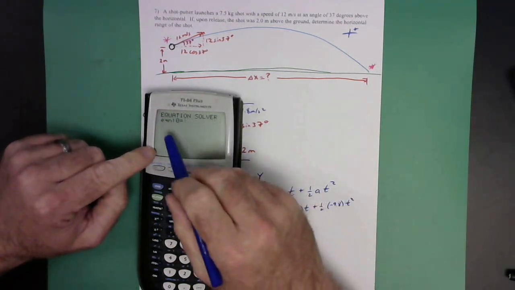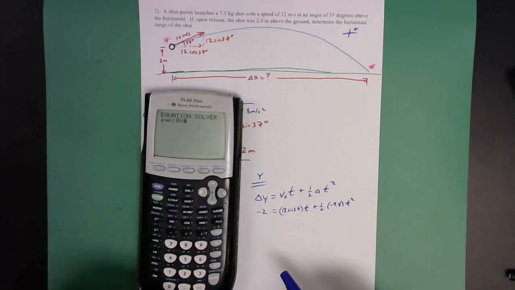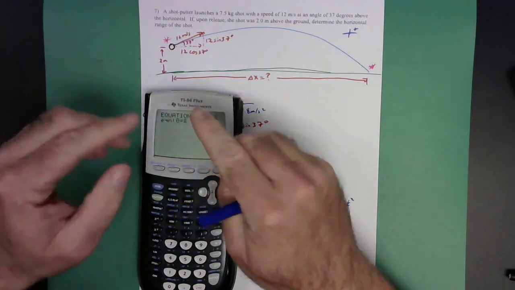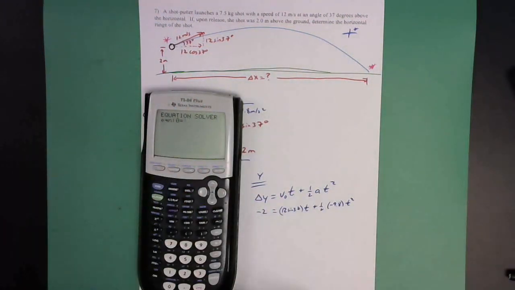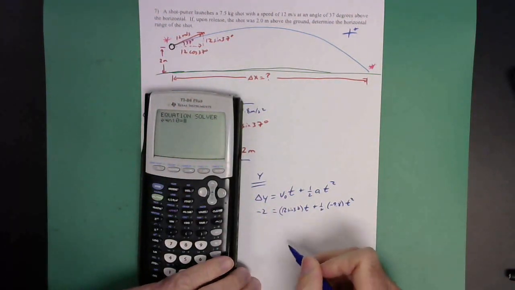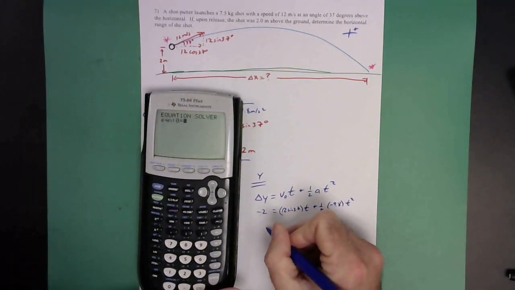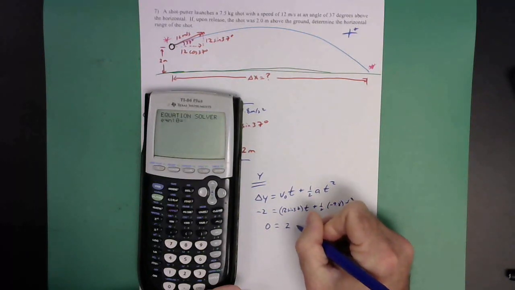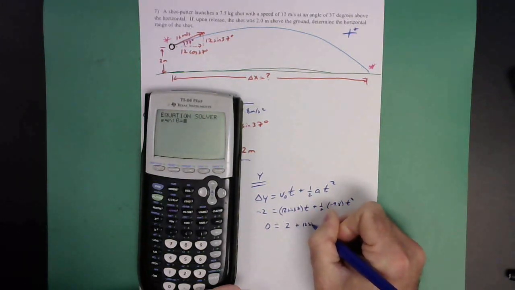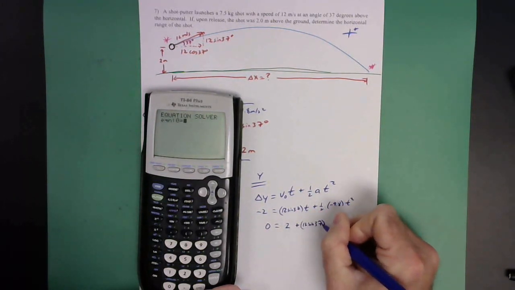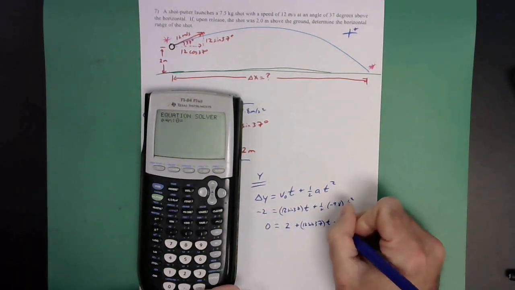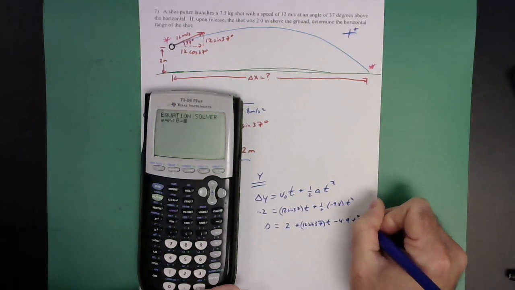I'm going to clear it and type in the equation that I want it to solve. This is going to be an equation of the form 0 equals. So I'm going to move this 2 to the other side, adding 2 to the other side of the equation. So I'll have 2 plus 12 sine 37 times t. And then can I do half of -9.8? So that's minus 4.9 t squared.